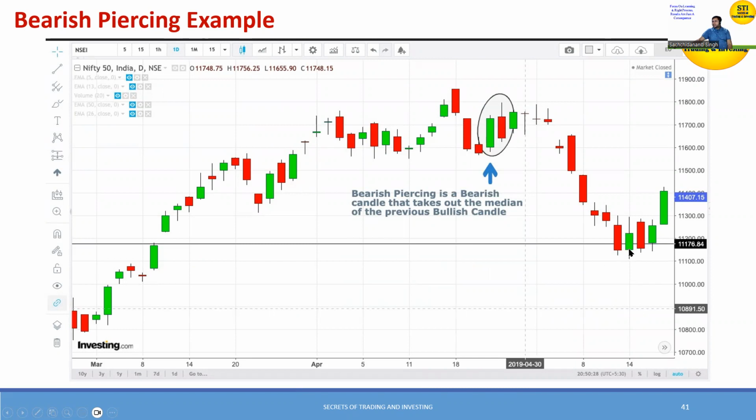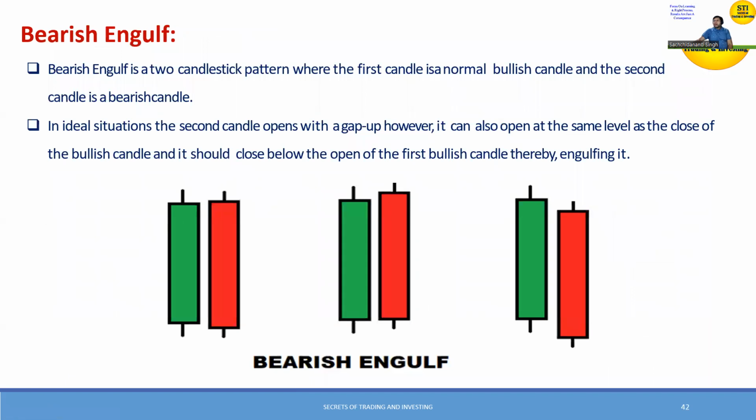Even the same thing, even this example. So this example is not typically a bearish piercing because, first, the size of this candle is not as per the definition. Here the wicks are much longer than the body also. This is the kind of perfect example of bearish piercing. Okay. The another one is called bearish engulf.